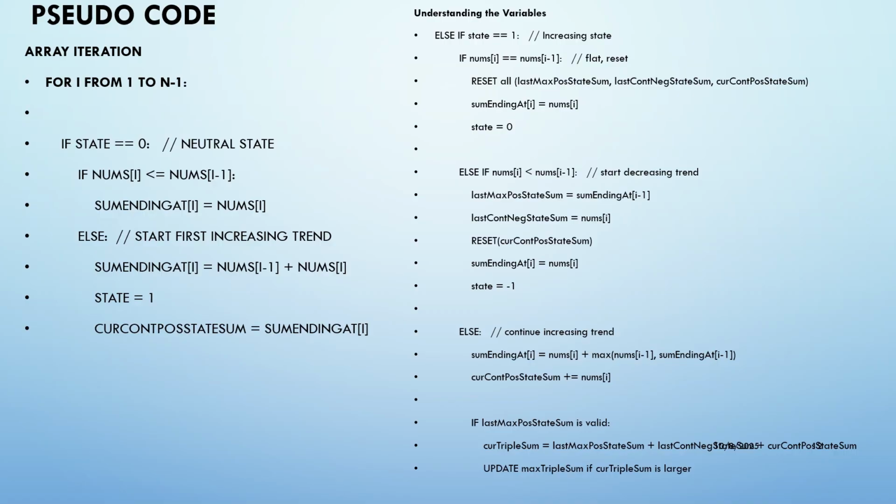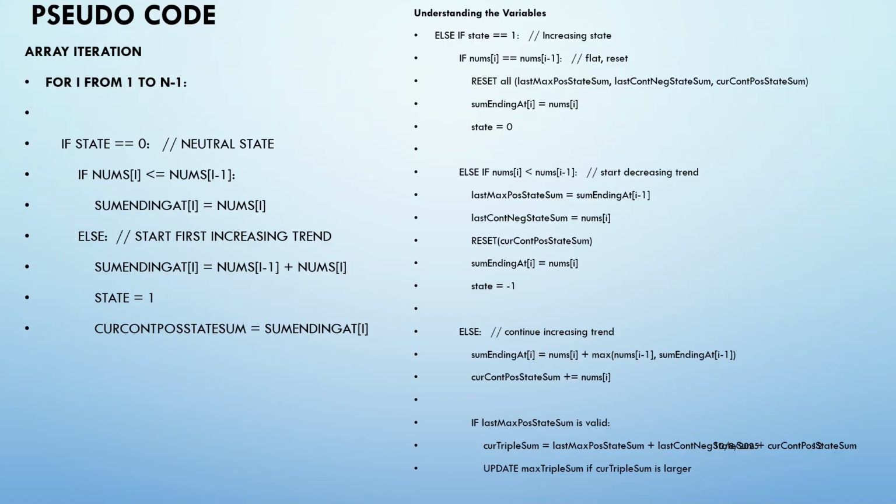If the state is 0, which means we are in the neutral state, so far we have not entered into our trionic subarray. So if we see an element which is less than the previous element, or equal, we will stay in the neutral state, because the only possibility to start our trionic subarray is an increasing trend. So either we see an increasing trend or we stay in the neutral state.